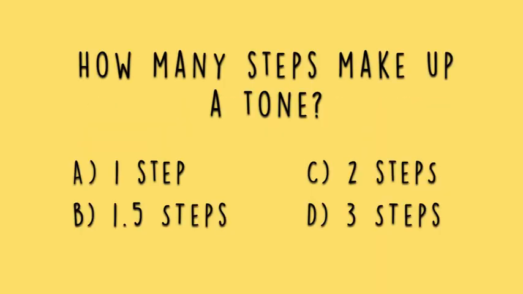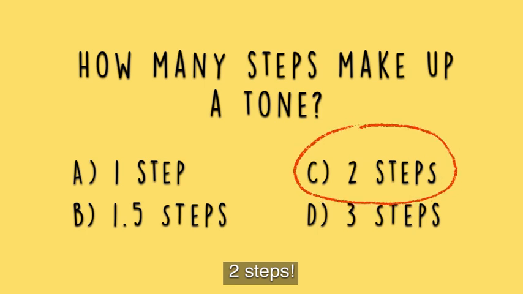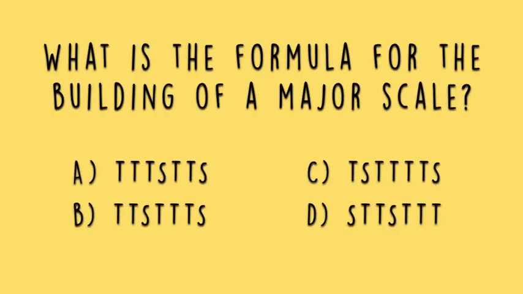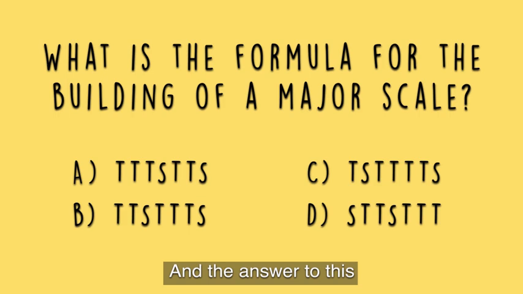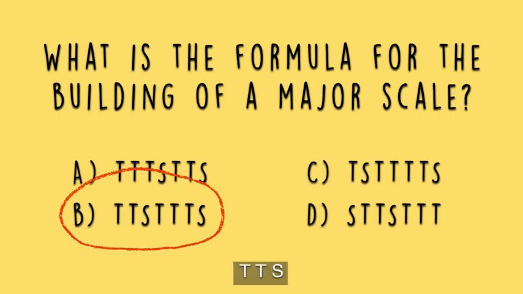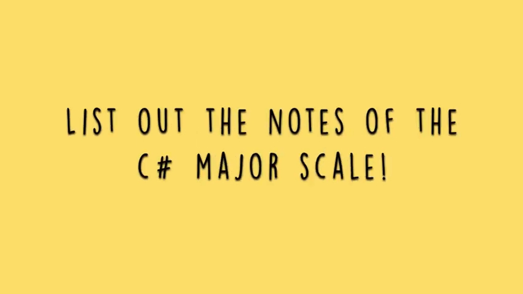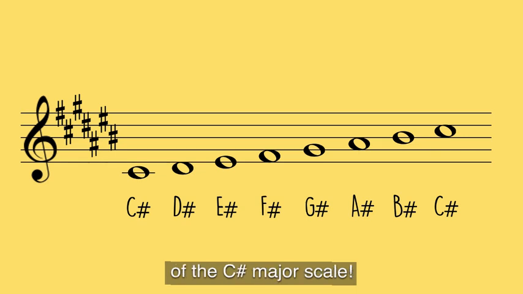Question 1. How many steps make up a tone? The answer is C, 2 steps. Question 2. What is the formula for the building of a major scale? And the answer to this question is B, TTSTTTS. Now, for the last question, list out the notes of the C sharp major scale. And here are the notes of the C sharp major scale.